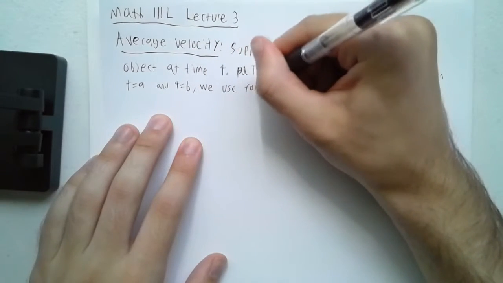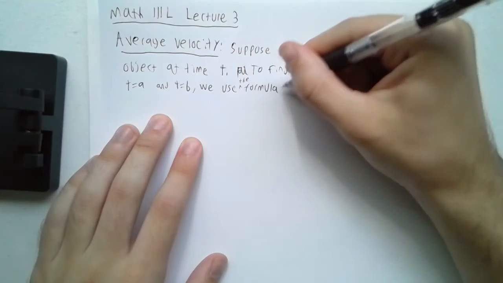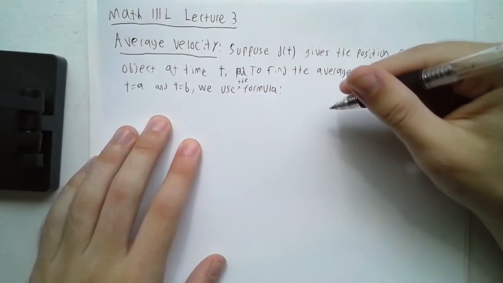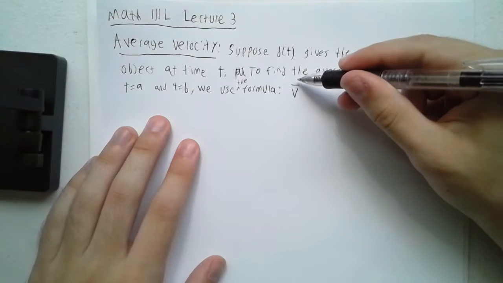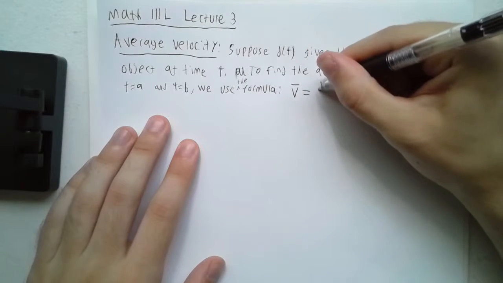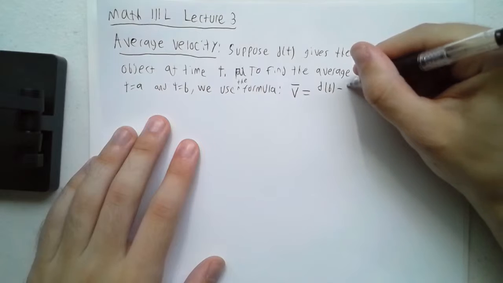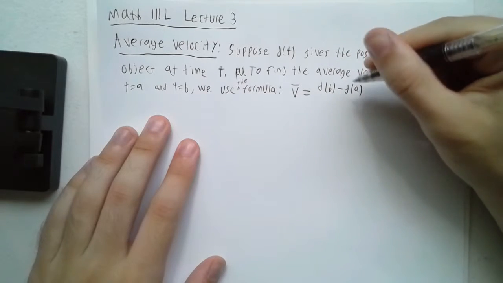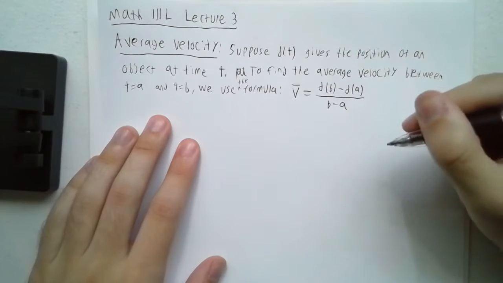So we have a formula that allows us to do this. The average velocity, which I'm going to denote by v with a bar over top, is equal to the distance function at b minus the distance function at a, divided by the difference in the time points, b minus a.